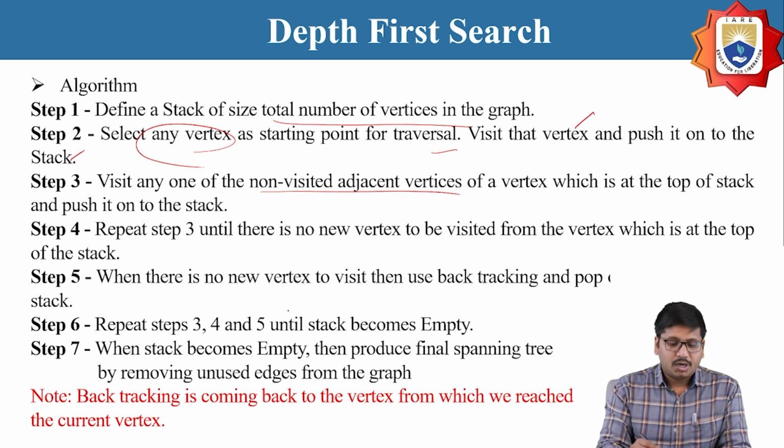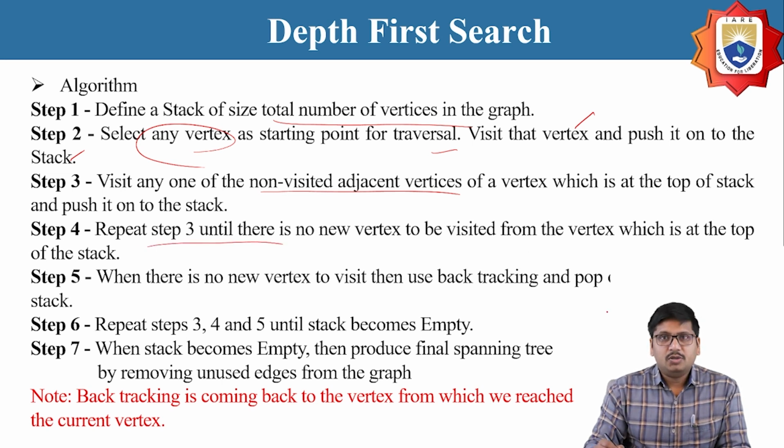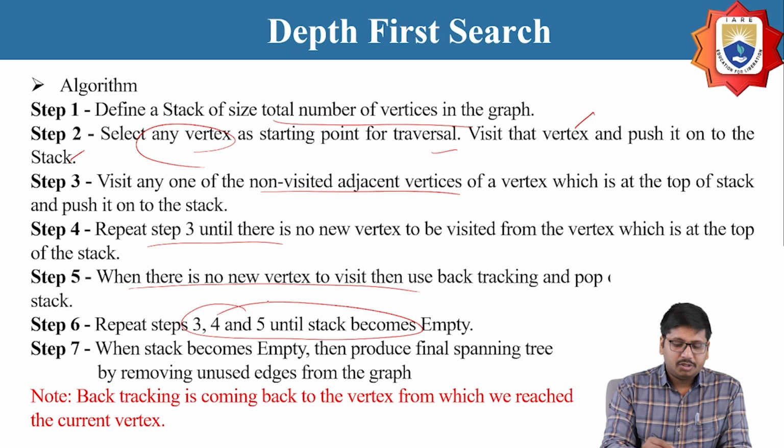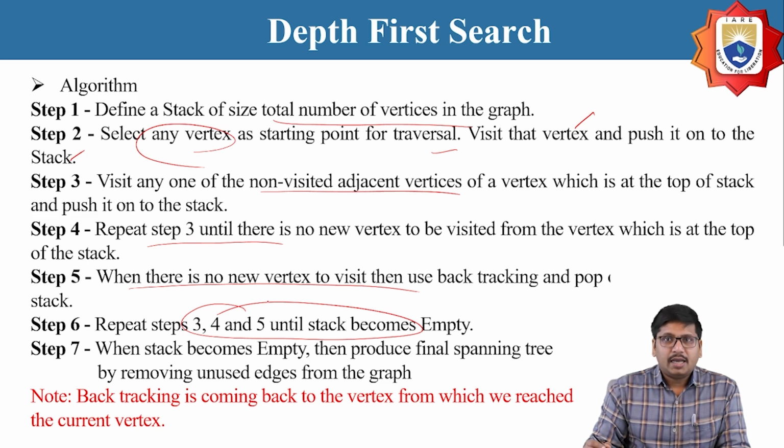And step four, we repeat the steps until no new vertex can be visited from the vertex which is at the top of the stack. Next step, whenever there is no new vertex to visit, we use backtracking and pop the contents of the stack. Repeatedly, we repeat steps 3, 4, 5 until the stack becomes empty. Whenever the stack becomes empty, produce the final spanning tree by removing the unused edges of the graph.